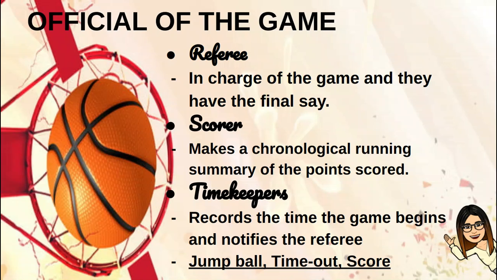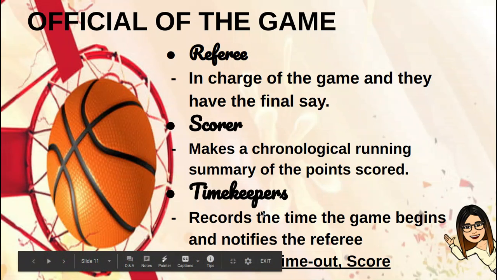Now he or she also records the field goals and the free throws, made and missed, and personal and technical fouls. So the scorer also will record if there's a technical foul committed by players and notify the referee. Okay, so they're going to coordinate with each other, the referee, the scorer, and the timekeepers, because the scorer also will watch if the players commit a foul or there's a technical foul committed by a player, something like that.